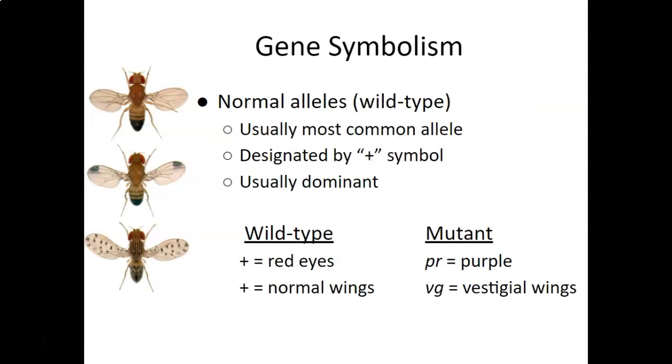So again, this is just another slide that says this. Normal alleles are usually the most common, designated by a plus symbol, and usually dominant. So the wild type would have a plus sign, whereas the mutant would be the letters. And if you were to notate wild type, you would use the mutant letters and then put a plus sign after it.